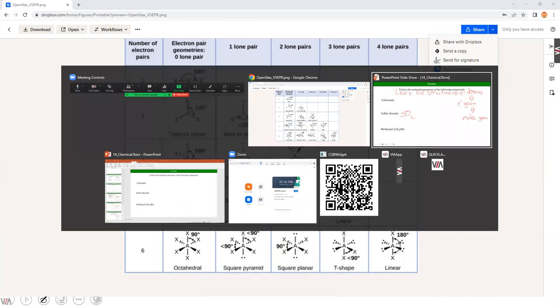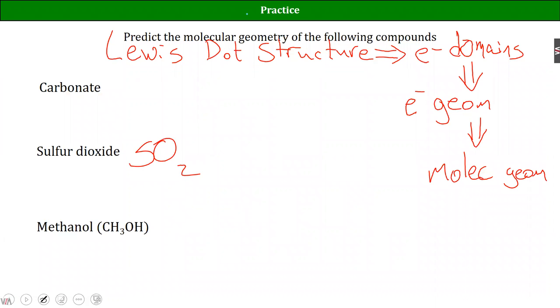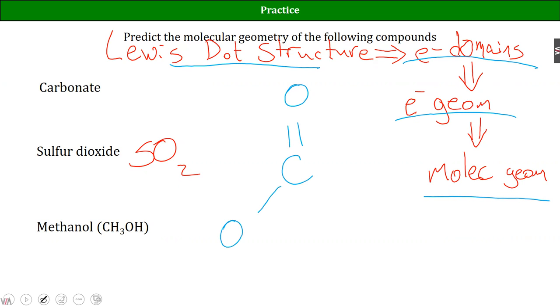Right, and so that's why when you go back here, it's Lewis dot structures to get your number of electron domains, to get your electron geometry, which is sometimes the same as your molecular geometry. For our carbonate example, carbonate had 3 electron domains, and you could see all of them, which means its electron geometry and its molecular geometry are the same. The only time they're different is if one of those things taking up space is a lone pair.